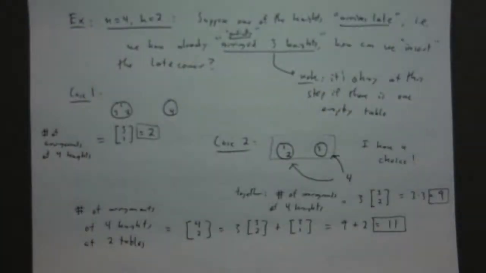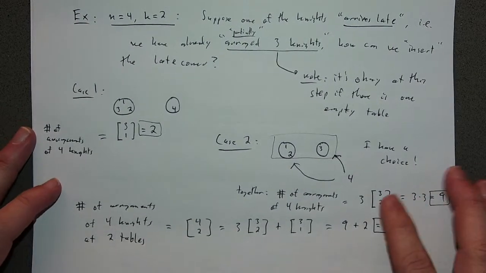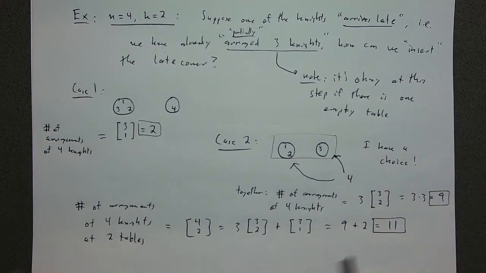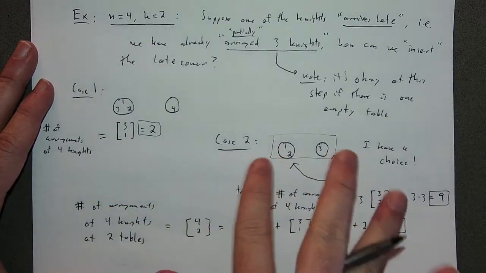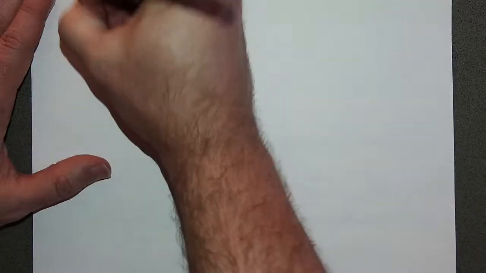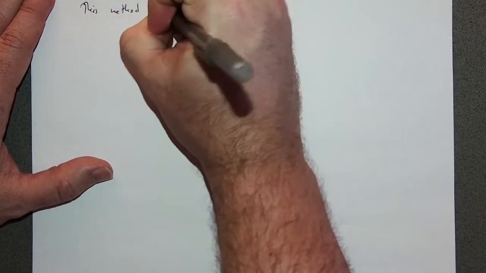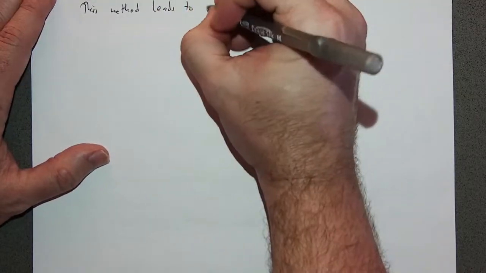Now, why did I count it in this way? You may have already been telling yourself, well, this isn't simply something that will work in this instance. This actually works in general for general n and k. I just have to be careful with how I write this, but let's see how this works in general. So this method leads to a very nice recurrence relation.